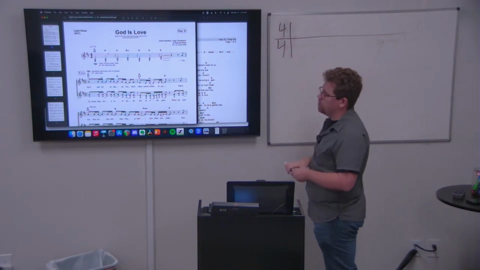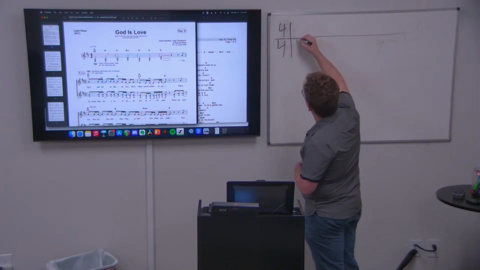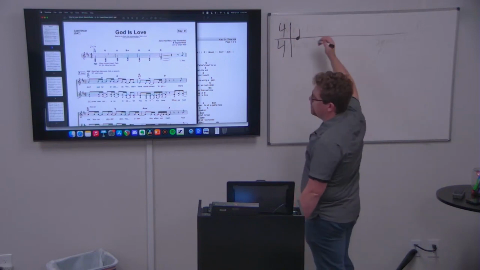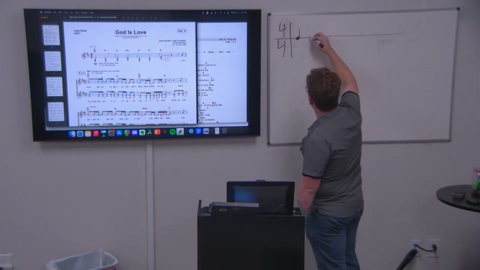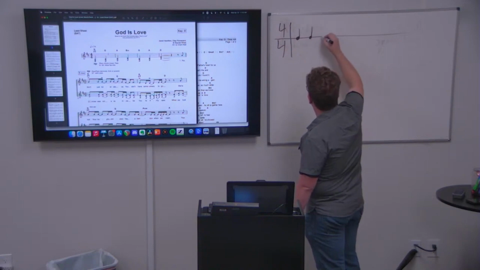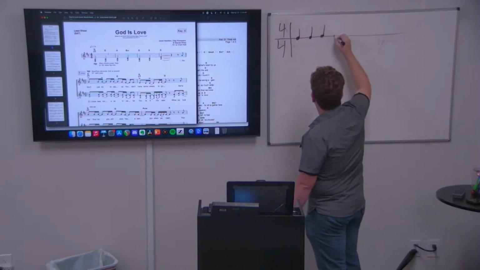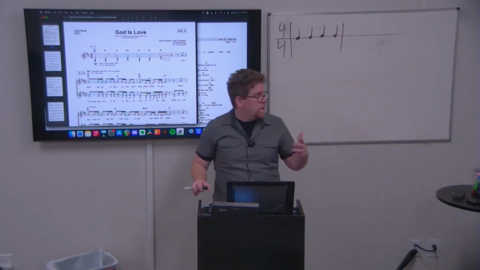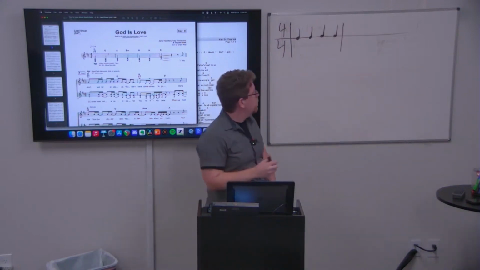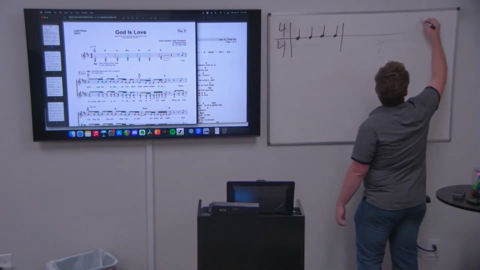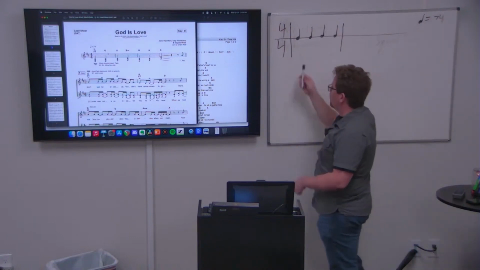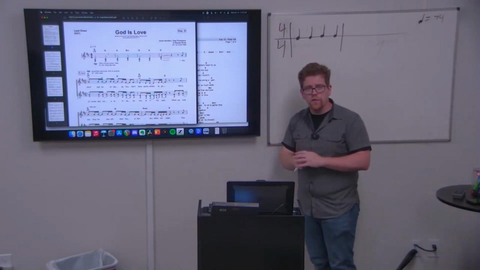So you divide measures with a bar line, and then you use a quarter note, which will be a single black dot with a tail. No flags. The flags indicate different divisions of your music. And so here you have your quarter notes, 3, 4, and that's all the time in a measure. And so immediately in God is Love, we also have the tempo of quarter note equals 74. So we know that each one of these is the speed of 74 beats per minute.